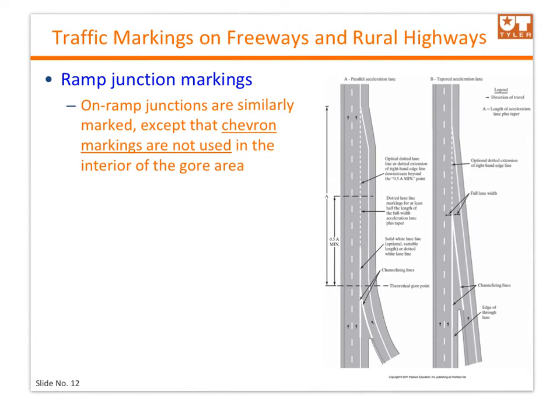On-ramp junctions are similarly marked, except that the chevron markings are not used here in the interior of the gore area. Same thing, now you are trying to enter the highway, so there are two types of markings and two types of designs here. Cars would get into this ramp and then they would have their own right lane for some extended amount of time and length before they join the mainstream of the traffic.